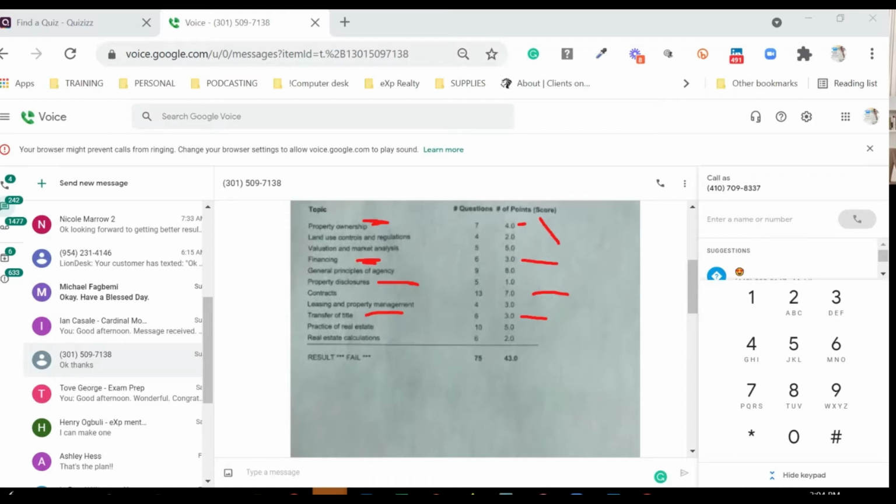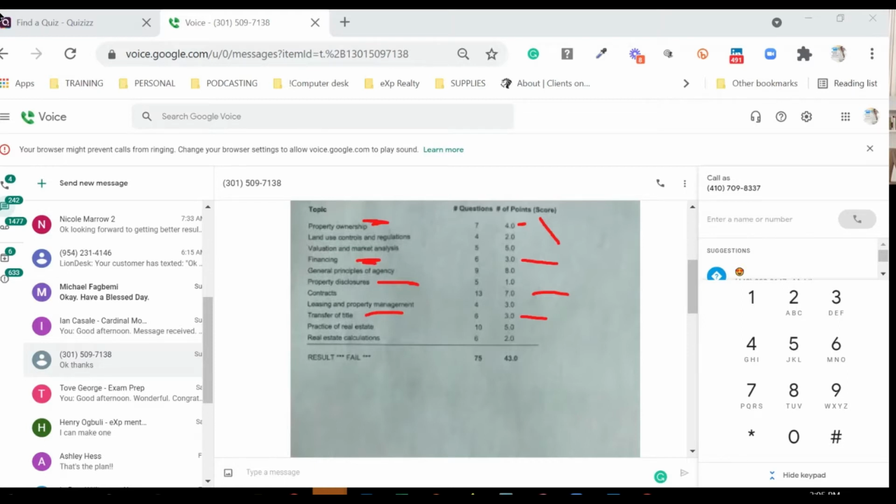Okay. So now, just to review again, your 3 are contracts, practice of real estate, property ownership. Those are your top 3, correct? And the 4th one would be, as you mentioned, property disclosures. You see that percentage? That's 5 questions, and you got one wrong. Yeah, property disclosures. I wrote that down. So property disclosures is number 4, and then number 5 is financing.